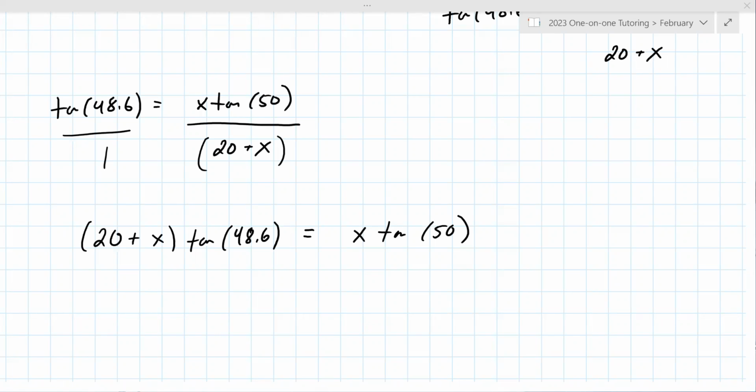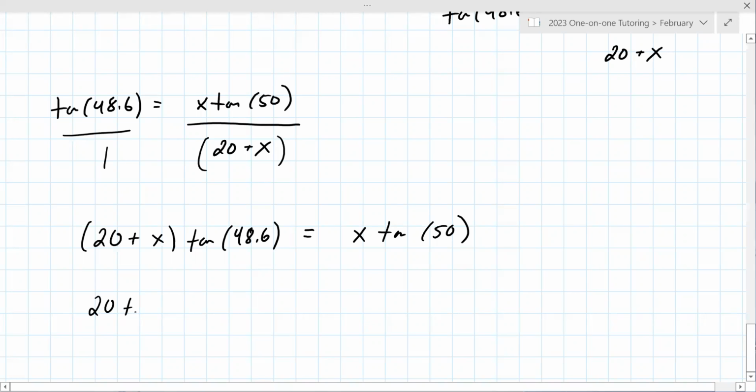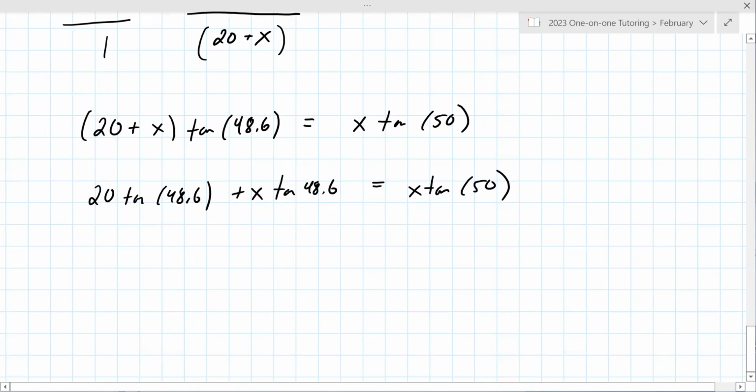Now on the left, you treat this tangent 48.6 as really just a number. So we can multiply both the 20 and the x by whatever this number is, but we're going to keep it as tangent 48.6. So it's 20 tangent 48.6 plus x tangent 48.6 equals x tangent 50. And you just got that by distributing.